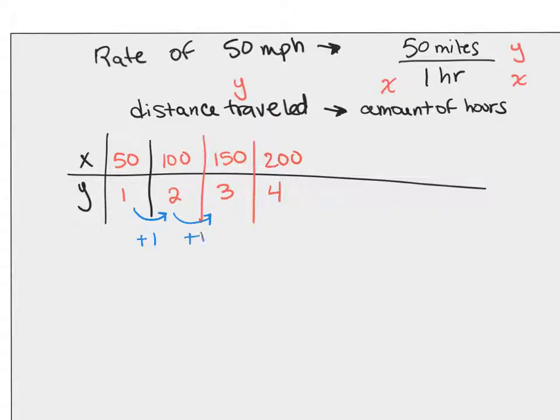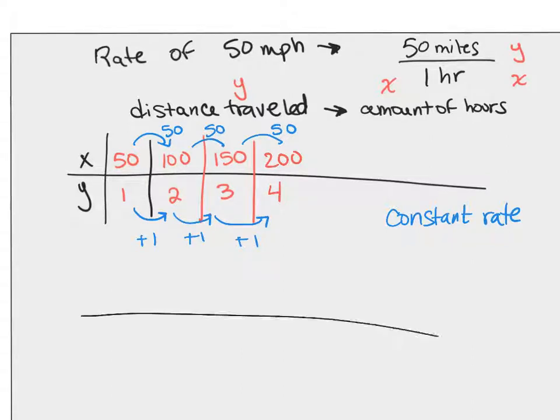From 2 to 3, I went up by 1. From 3 to 4, I went up by 1. I went up by 50 here, I went up by 50 here, I went up by 50 here. So I know that I am being consistent in my rate. That is a constant rate that I am changing at.